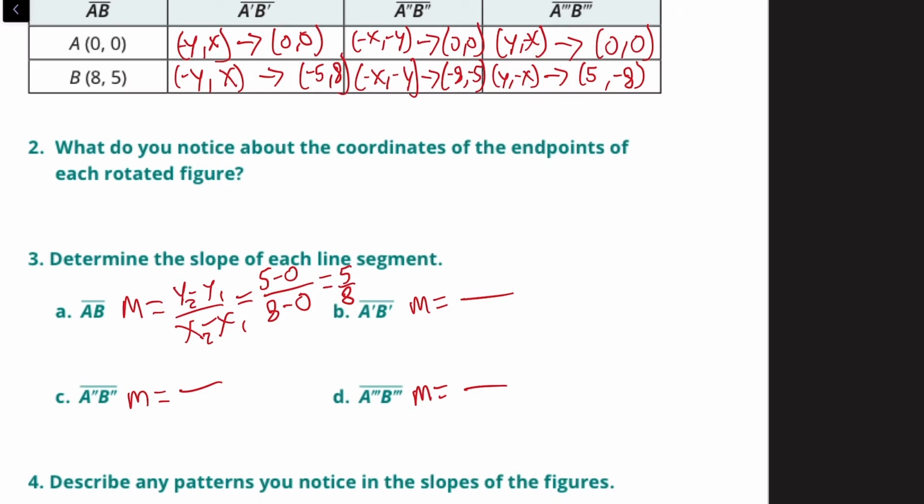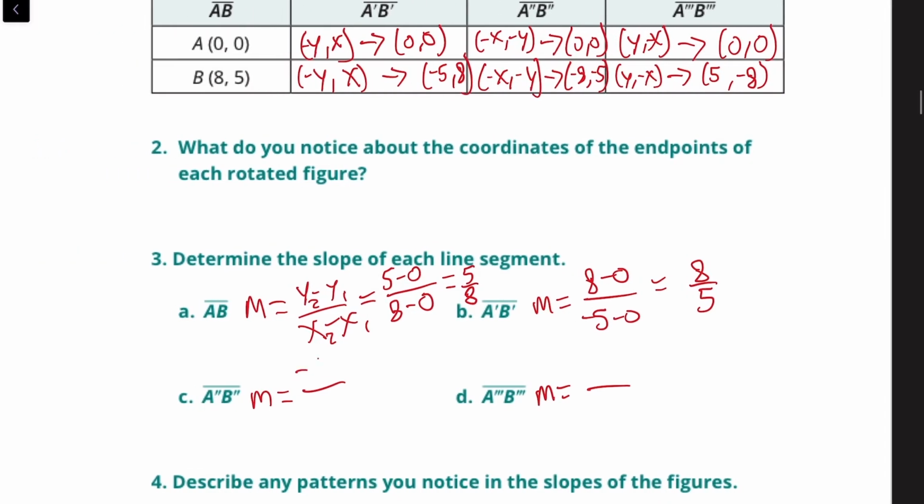For A prime B prime, 8 minus 0 over negative 5 minus 0 to get 8/5. The next one, negative 5 minus 0 over negative 8 minus 0 to get 5/8.